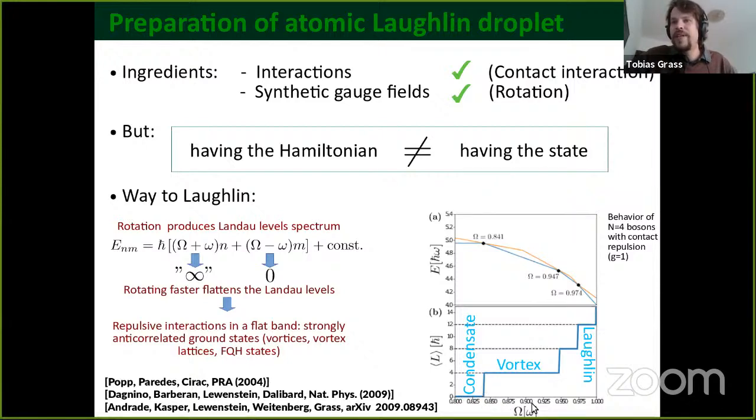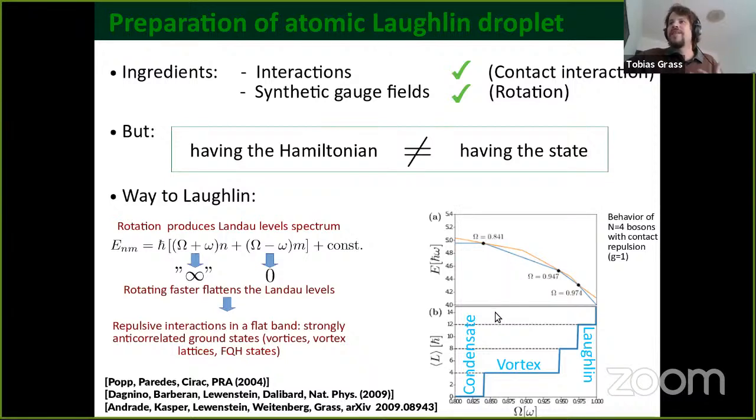If you look here at the system as a function of the rotation frequency, for slow rotation we still get a Bose-Einstein condensate. Then we increase the rotation frequency, then a vortex forms, the angular momentum jumps, then more vortices form, there are intermediate vortex lattice phases, until you reach in the end the Laughlin state. And these different phases are separated from each other through a true level crossing. These are not avoided crossings, these are true crossings protected by the rotational symmetry.